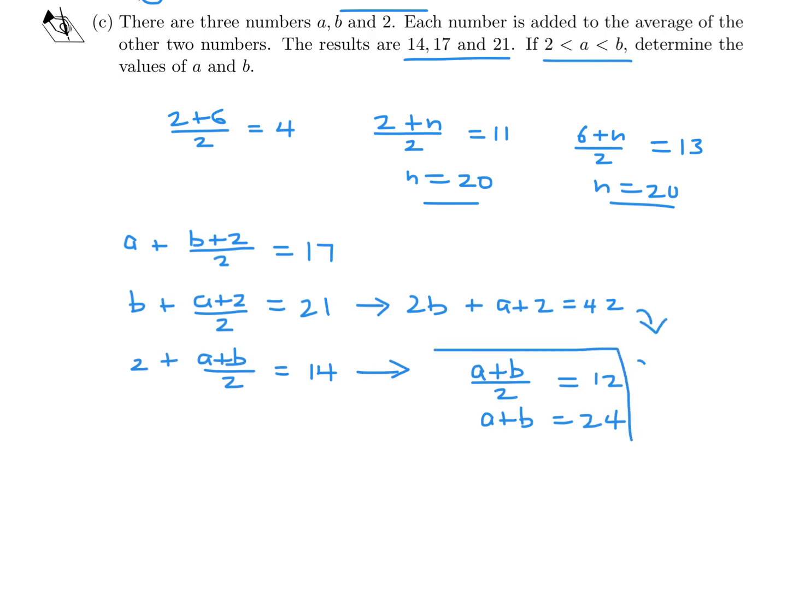I'm going to break it up. b plus a plus 2 is 42. And then this b plus a is 24. So then I can just put that in.